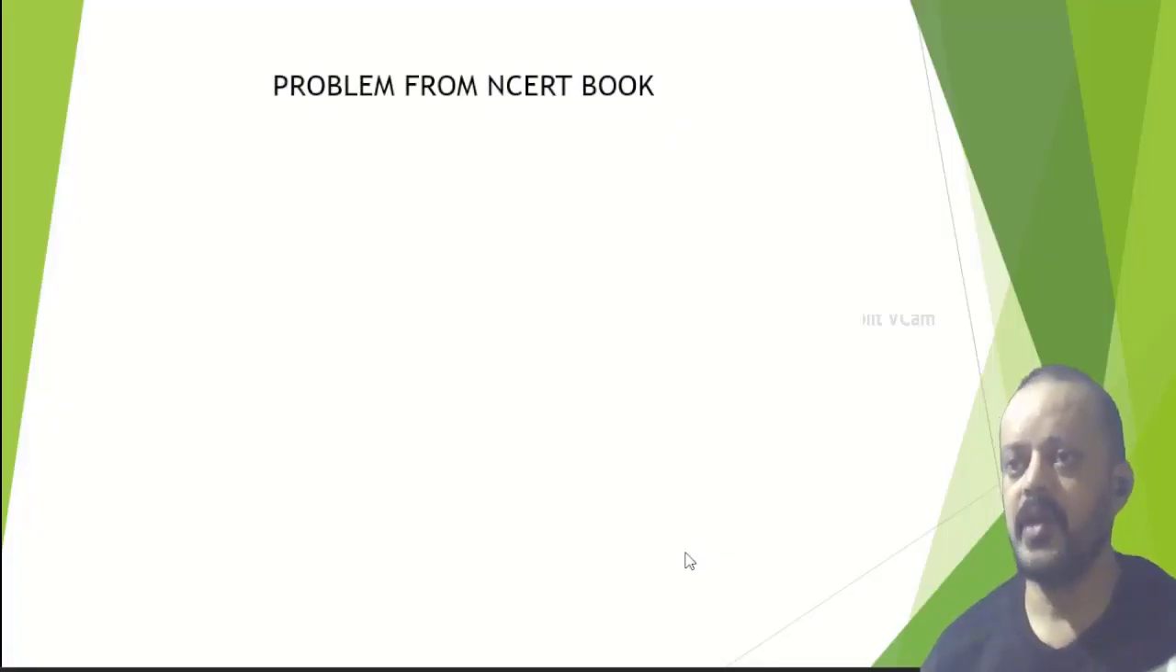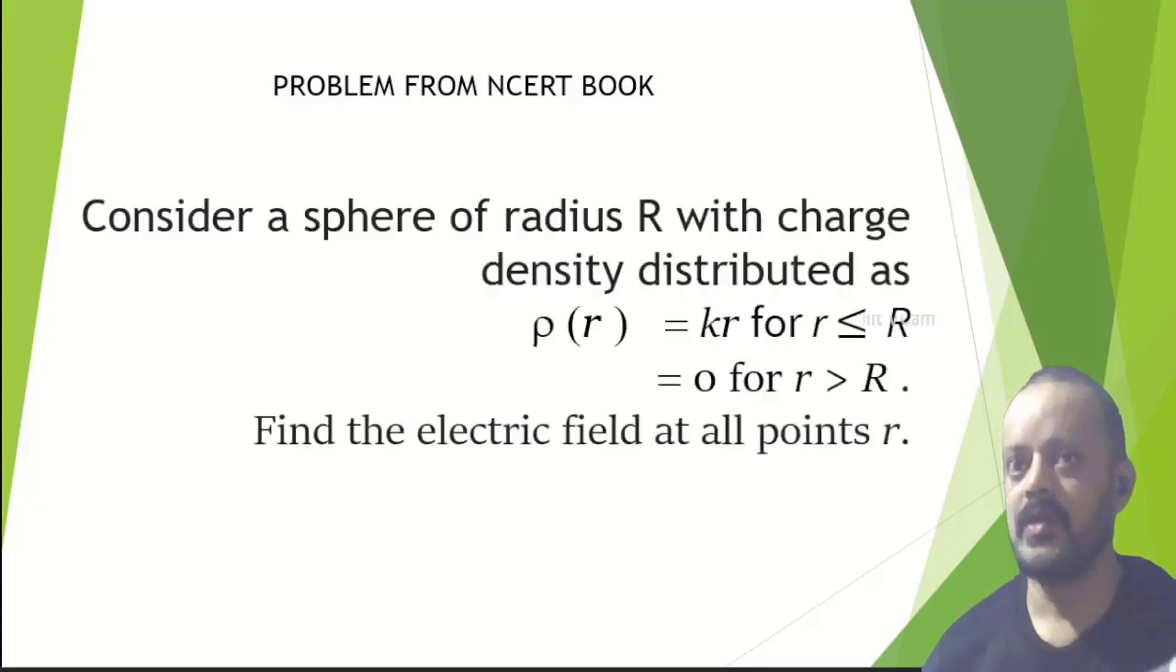In this video, I will explain a problem from the NCERT textbook. The problem is based on the Gauss theorem. Consider a sphere of radius capital R, with charge density distributed as rho equals kr for r less than or equal to capital R, and equal to 0 for r greater than capital R. Here capital R is the radius of the sphere and small r is the distance of the point where we are going to obtain the electric field. So here we have to calculate the electric field at all the possible points.